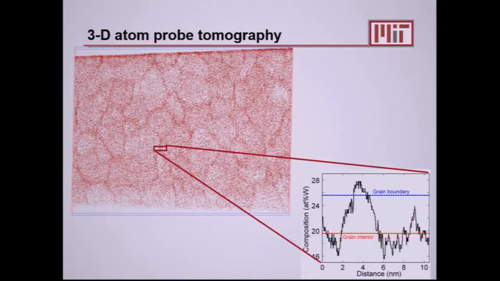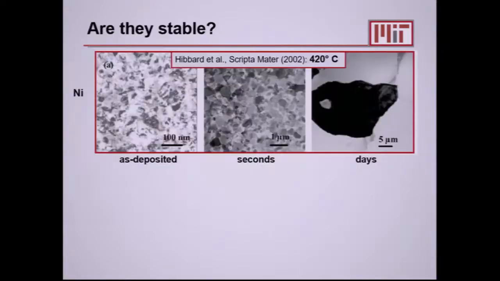So with this, I let Andy graduate, because he had validated the basic idea. We're going to electrodeposit these things, we're going to control their composition, and the boundaries in the as-deposited condition are decorated with tungsten. Now, if everything holds together, that should help stabilize this structure, right? So you will recall the work of Hibbard on pure nickel, where in seconds or days at 400 degrees C, we watched the grain size explode from nano to micro.